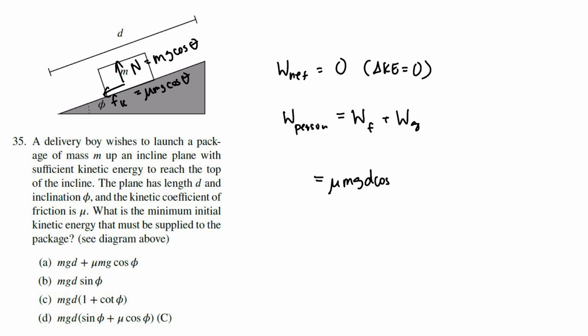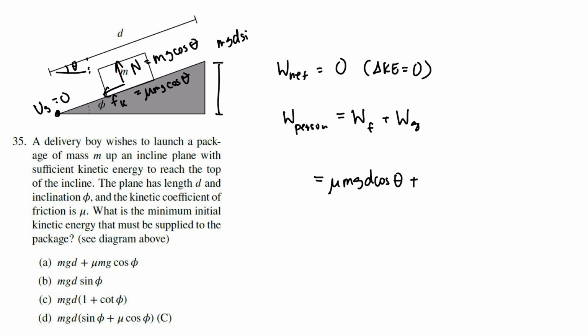mgd cosine theta. Then the work done due to gravity, there's kind of two ways of doing this. You could either find the component of gravity in the parallel direction and then multiply by d, or a shortcut is that the work done by gravity is just the change in gravitational potential energy. If we assume the gravitational potential energy over here is 0, then the gravitational potential energy over here has to be mgh, and h in this case would be d times the sine of theta.